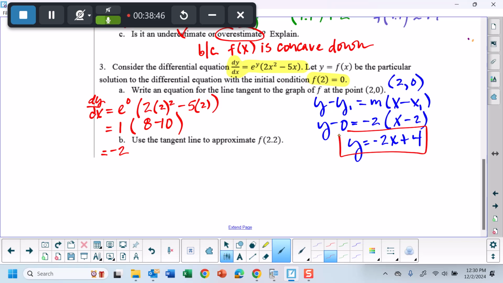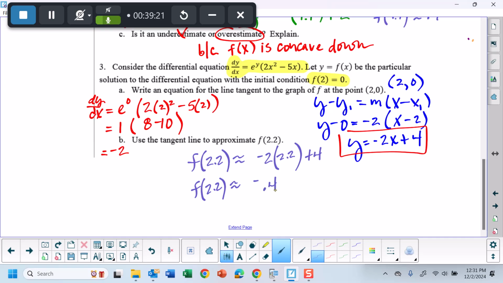So all I need to do then is to look at this and say, okay, my output value, or if I want to stick with my function notation, sometimes that's better because it helps you keep track of f of 2.2 is going to be roughly equal to -2 times that input value plus 4. So f of 2.2 is roughly equal to, so what is that, -0.4? Did I do my math right?